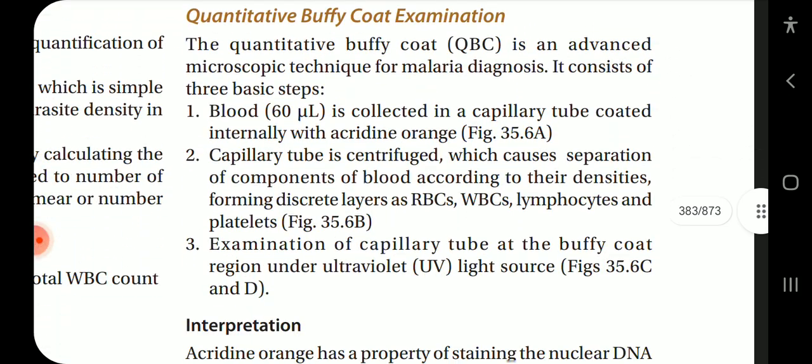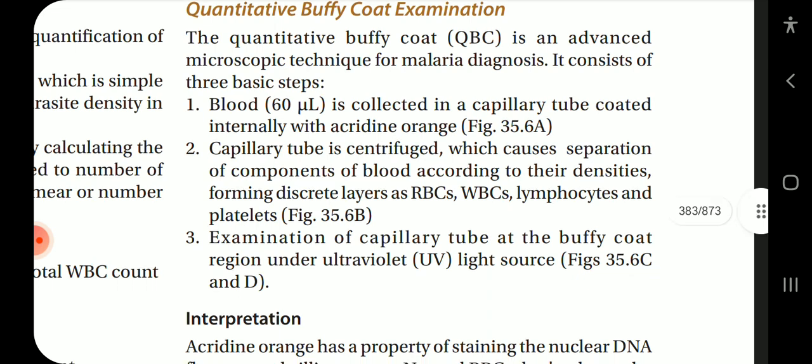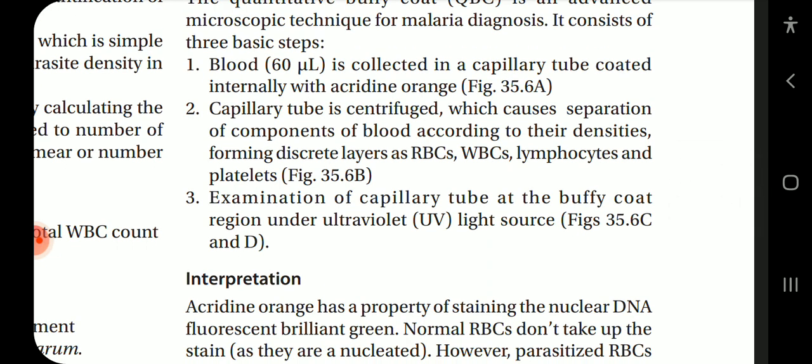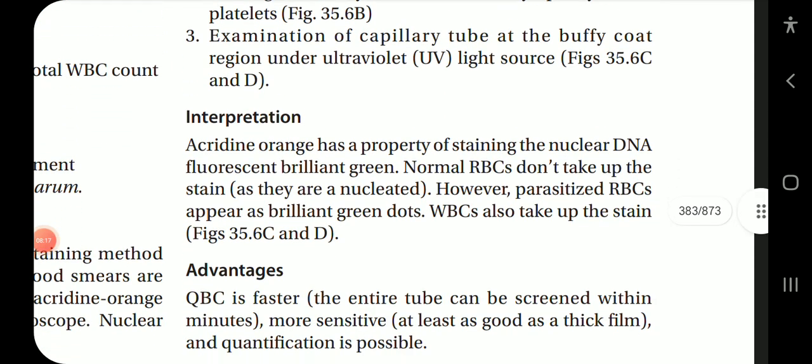Quantitative buffy coat examination. The quantitative buffy coat, QBC, is an advanced microscopic technique for malaria diagnosis. It consists of three basic steps. Blood, 60 microliters, is collected in a capillary tube coated internally with acridine orange. The capillary tube is centrifuged, which causes separation of the components of the blood according to their densities, forming discrete layers such as RBC, WBC, lymphocytes and platelets. Examination of the capillary tube at the buffy coat region under an ultraviolet UV light source.